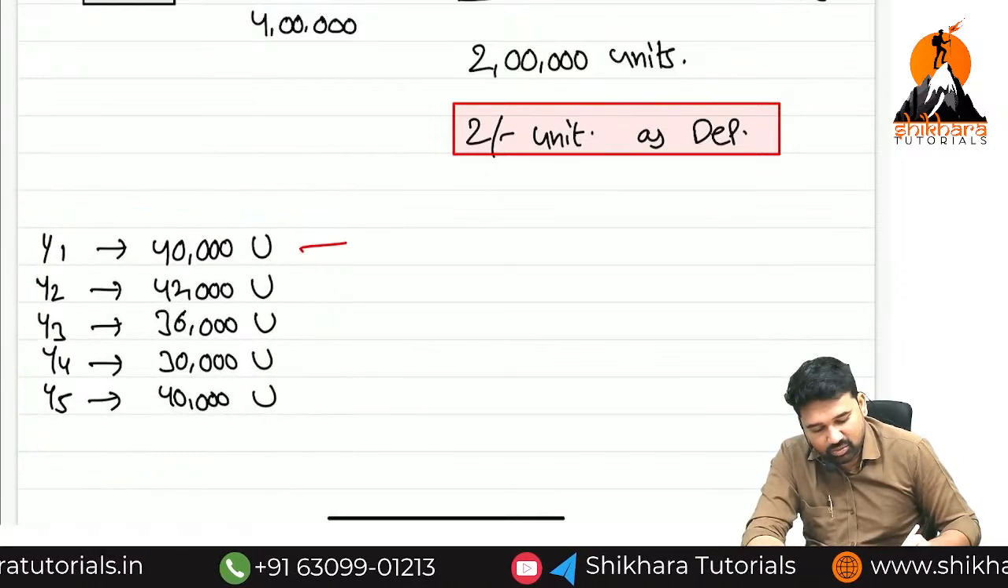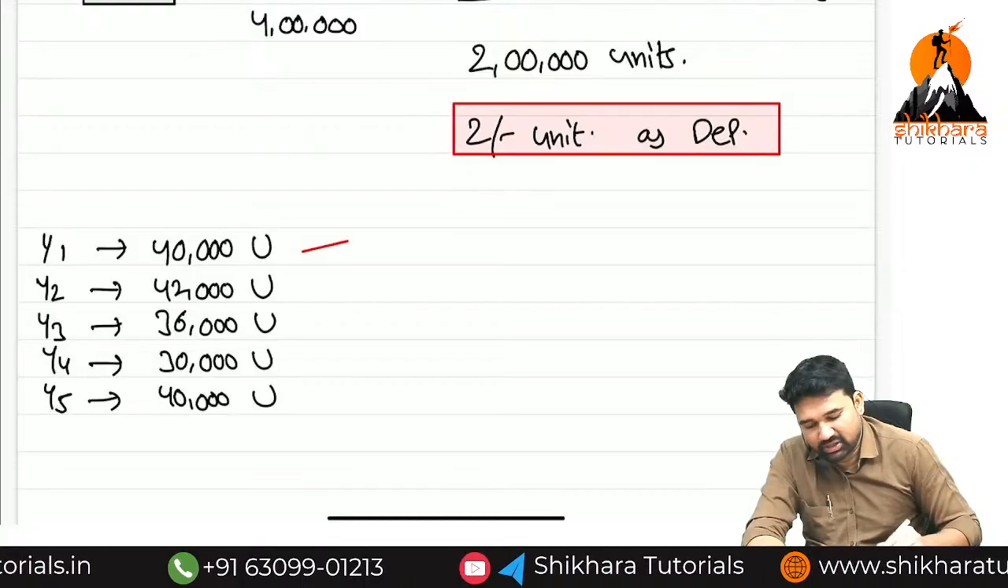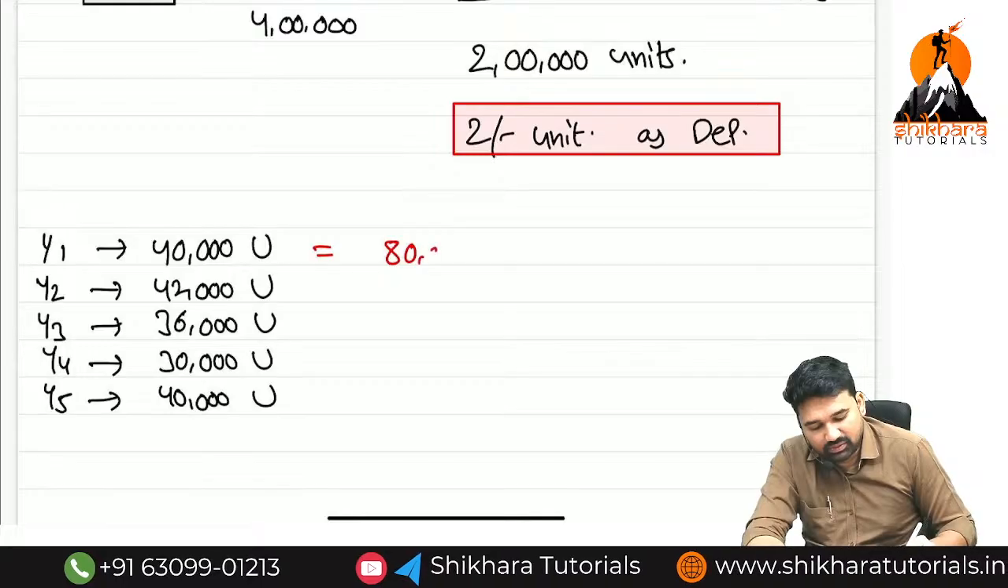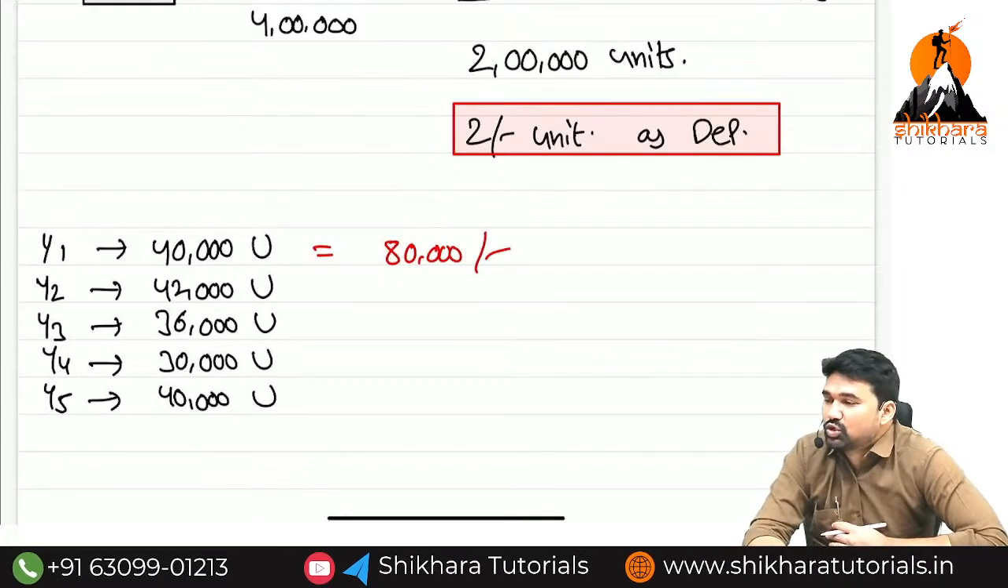In first year, how many units has been produced? 40,000 units. 40,000 into 2 rupee each means 80,000. So we recovered 80,000.